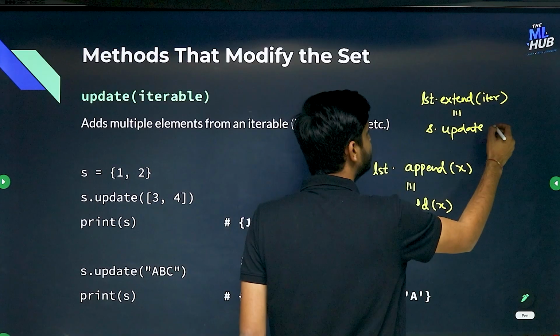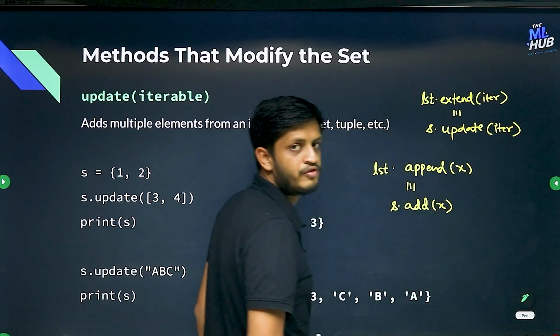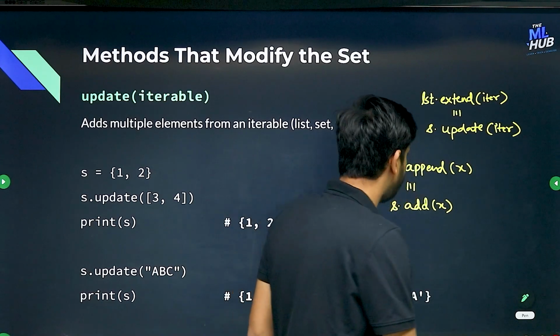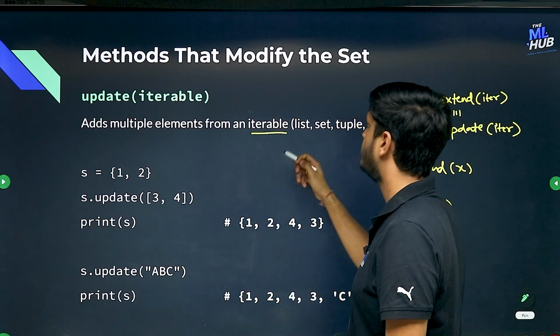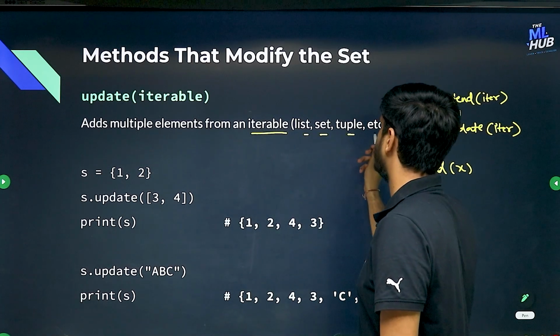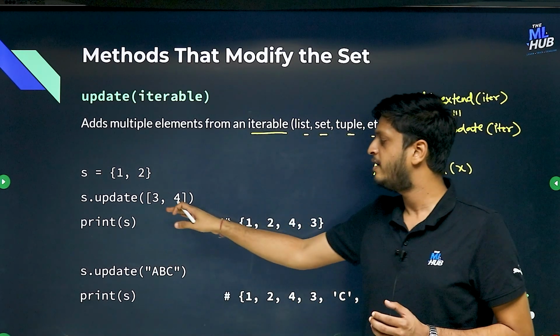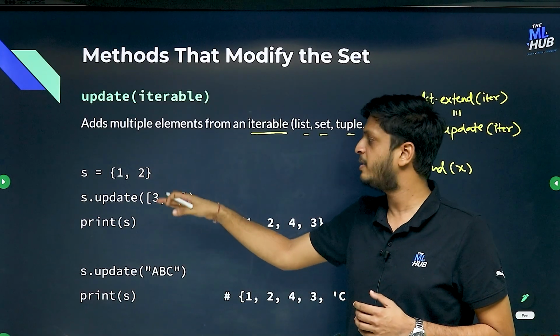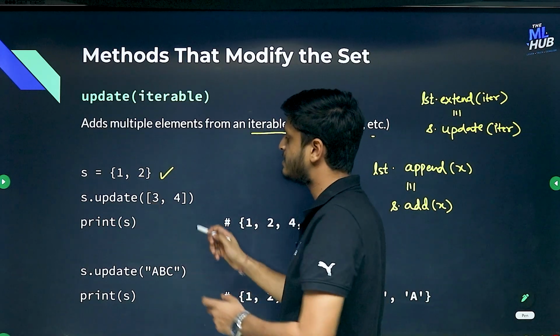The update function adds all the elements present in an iterable inside the set. So if you have multiple elements to add, you can use the update function. An iterable can be a list, a set, a tuple, a string, a range function, any iterable. You can pass it any iterable and it will add all the elements inside the iterable in the set. So if the set contains elements 1 and 2, you can add elements 3 and 4 as well.